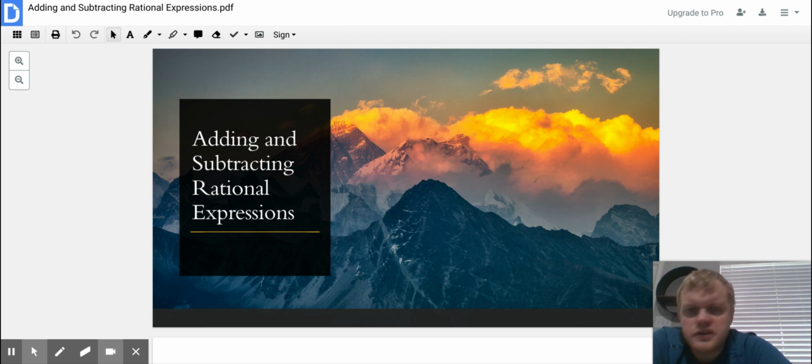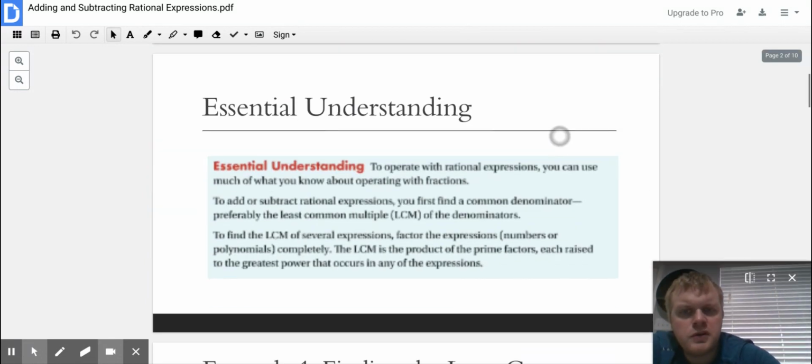All right, guys, so this is going to be our second lesson for this week, adding and subtracting rational expressions. So let's go ahead and hop into it here. All right, so some essential understanding we need to know.